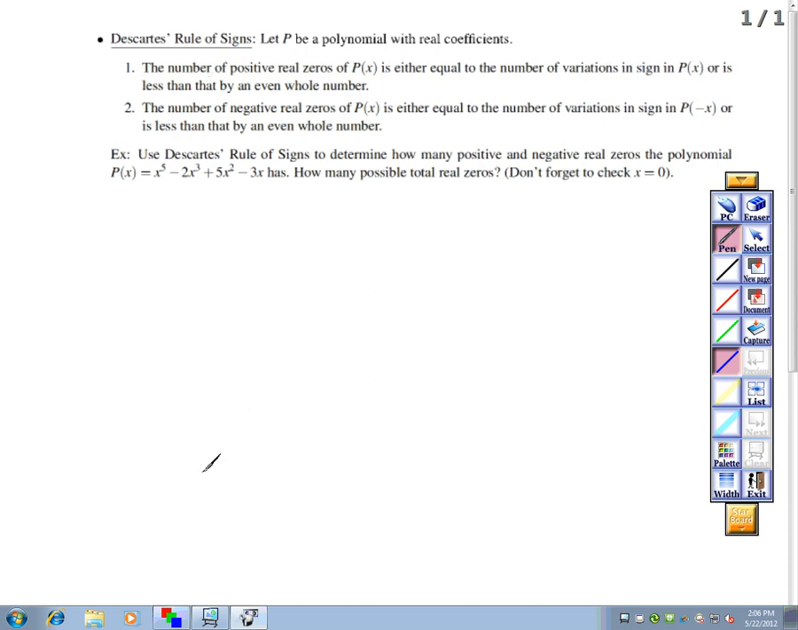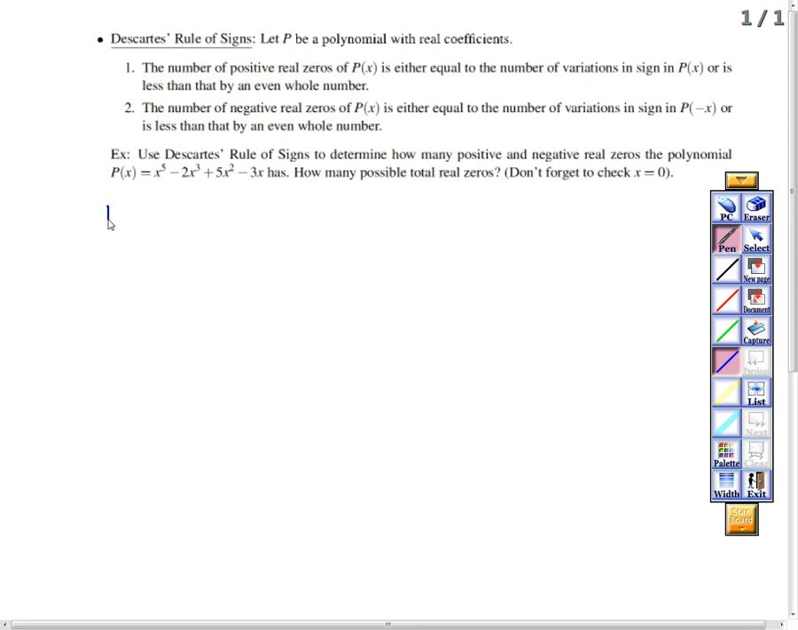So let's try an example. Use Descartes' rule of signs to determine how many positive and negative real zeros the polynomial P of x equals x to the fifth minus 2x cubed plus 5x squared minus 3x has. How many possible total real zeros are there? Don't forget to check x equals 0.